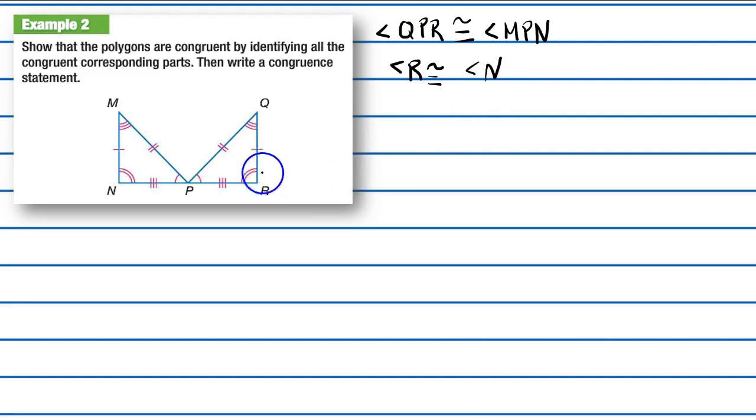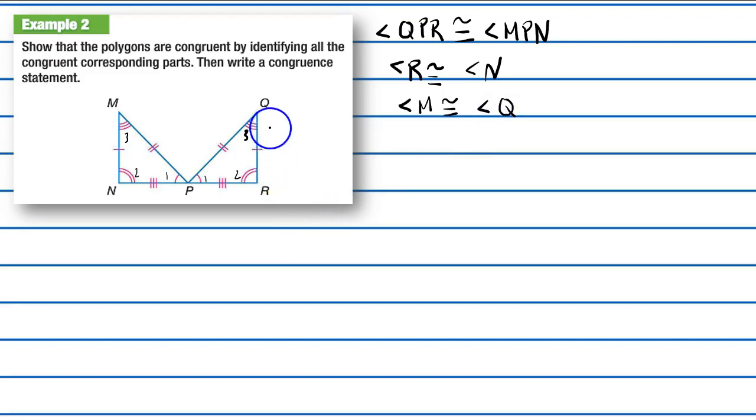And then we have another angle here. We have Q and M. Notice they both have 3 little marks, and these other ones had 2, and this one had 1. This is how I'm identifying that they match. Then we have angle M, which is congruent with angle Q.